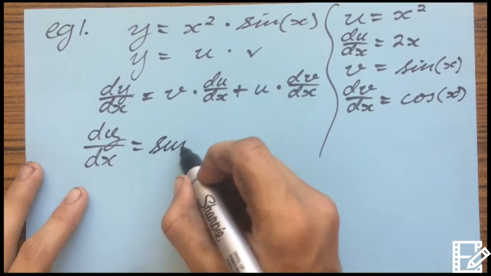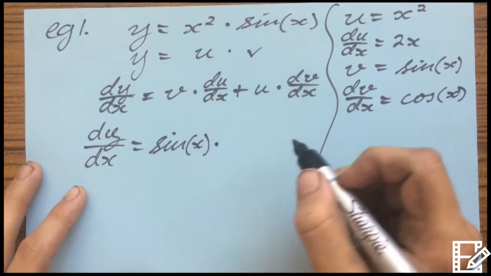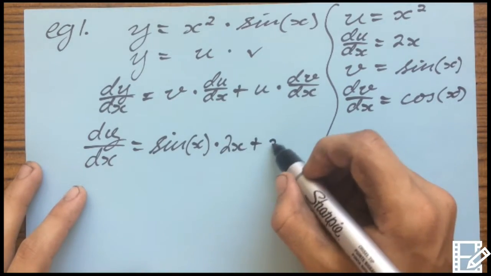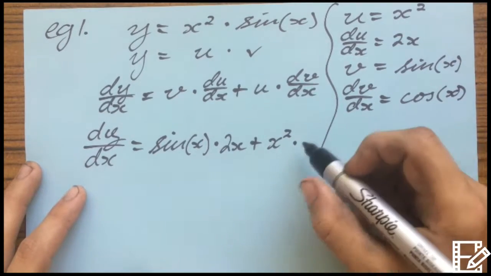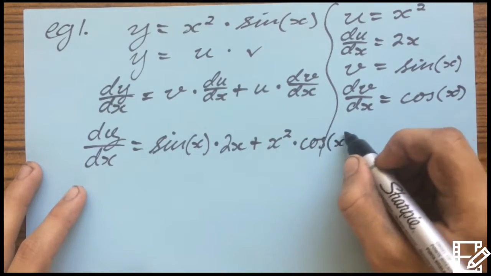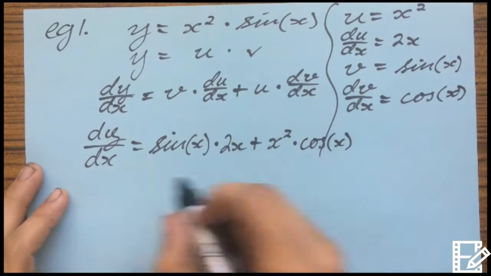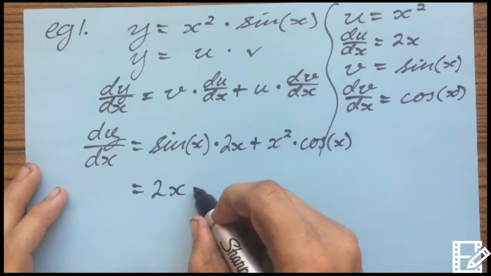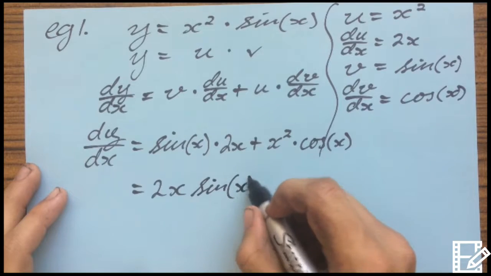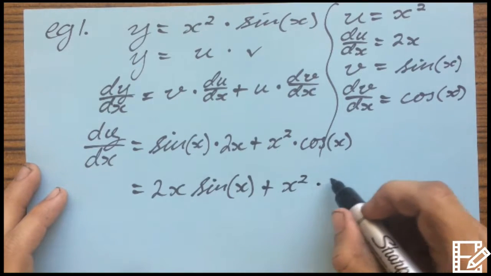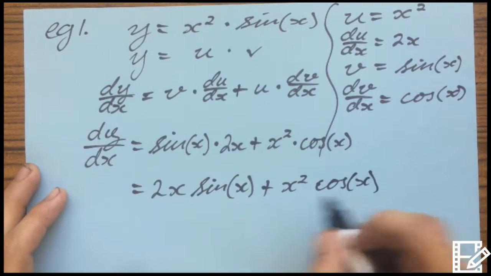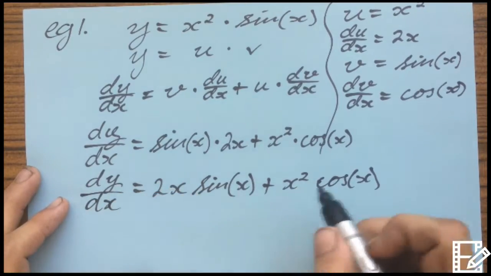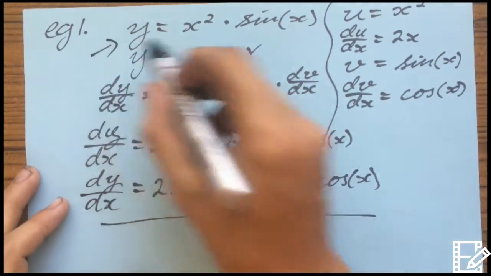v is sine x, derivative of u with respect to x is 2x, plus u, x squared, multiplied by cosine. So we can rearrange it, just bring the 2x out the front, make it look neater. 2x sine x plus x squared cos x. Leave out the multiplications, it looks neater that way. And we'll finish up here. So that there is the first derivative of that.